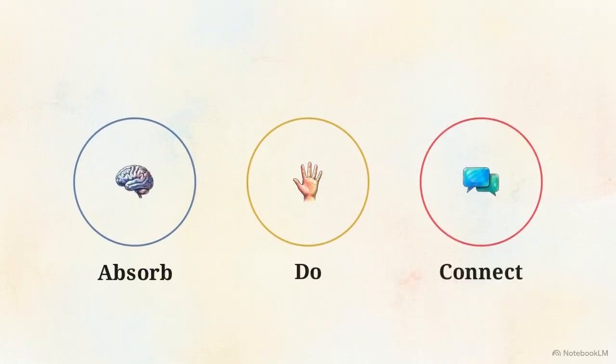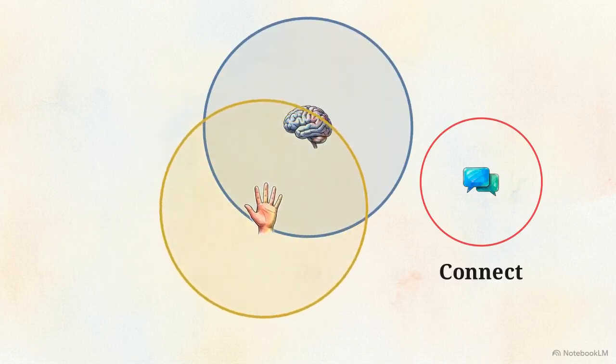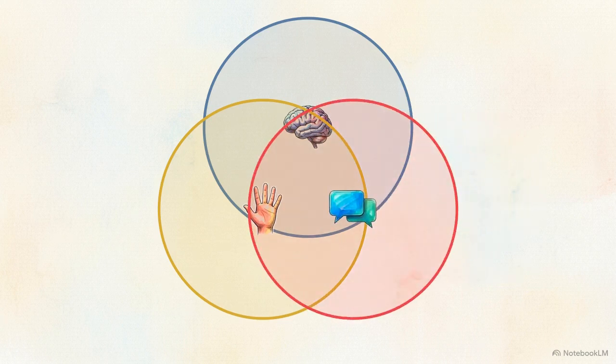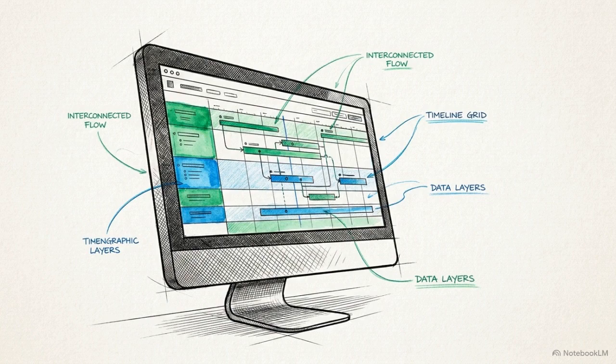This realizes William Horton's framework, classifying learning into 3 types: absorb, do, and connect. Students absorb information from the primary text. They do by responding to embedded knowledge checks. Finally, they connect during group discussions, reflecting on challenges with their peers. This alignment creates a unified flow that addresses the fragmentation of the traditional assignment list.